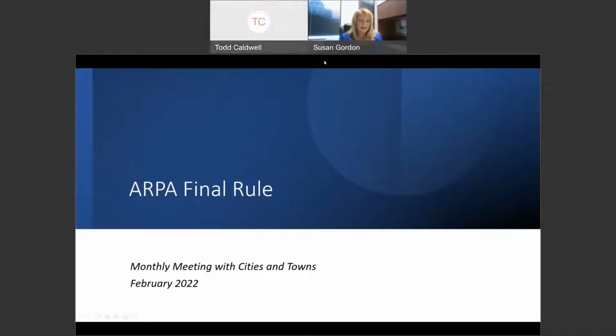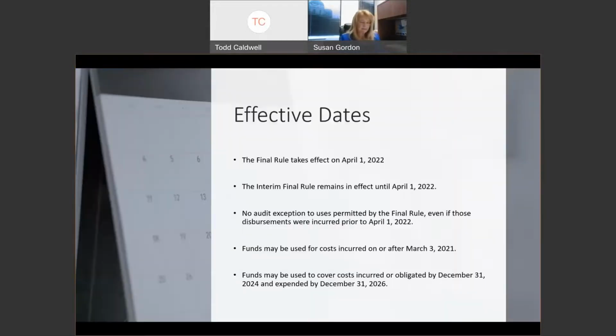Okay, thanks, Todd. What we want to do now is just go over the American Rescue Plan Act final rule that came out about a month ago now, and go over some of those changes. We'll also review the basic requirements of that act as we go through this. The first thing that I'd like to cover is the effective dates for the plan, because there's a lot of dates that you have to remember.